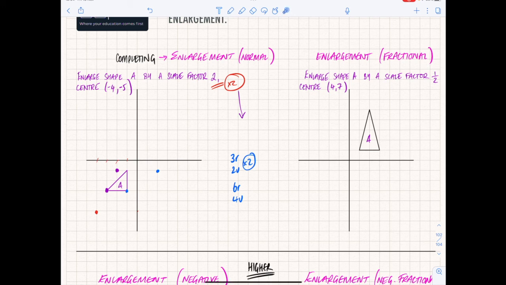Now you can double check that's correct because the bottom of this triangle was 2. Now if I times 2 by 2, I end up with 4. So this is going to be the bottom of my triangle, and that is 1, 2, 3, 4 squares along, which is twice 2. So that works.